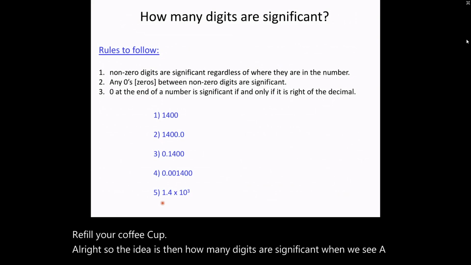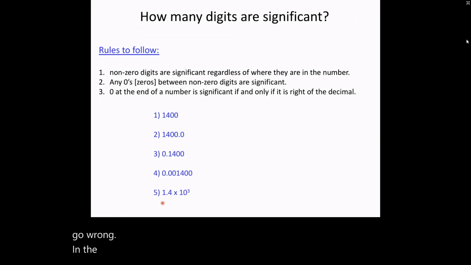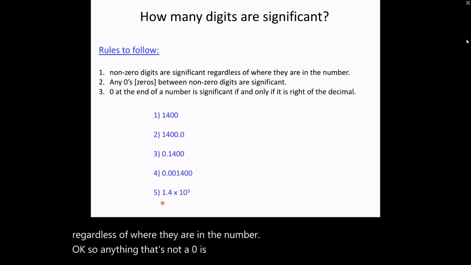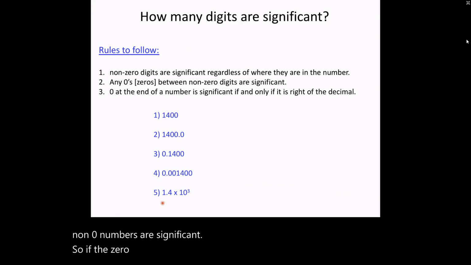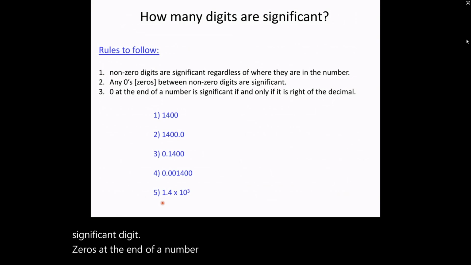There are three basic rules to follow. Follow the rules, you will not go wrong. And the rules are: non-zero digits, so anything other than a zero, are significant, regardless of where they are in the number. Okay? So anything that's not a zero is significant. Any zero that lies between two non-zero numbers is significant. So if the zero is bracketed around two non-zero numbers, the zero becomes a significant digit. Zeros at the end of a number are significant if and only if they fall to the right of the decimal place.